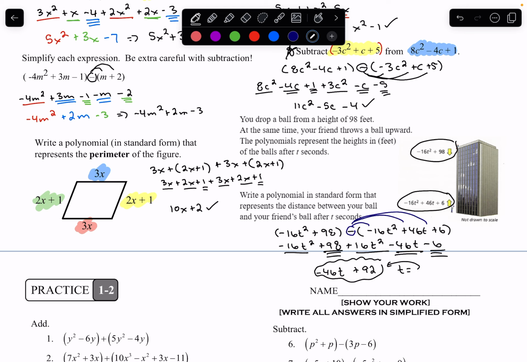So at time 2, I would know that this is negative 92 plus 92, which means the balls are 0 distance apart. So at 2 seconds, these balls are the exact same height.